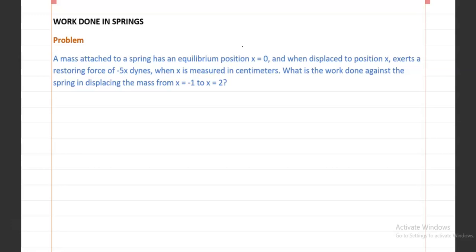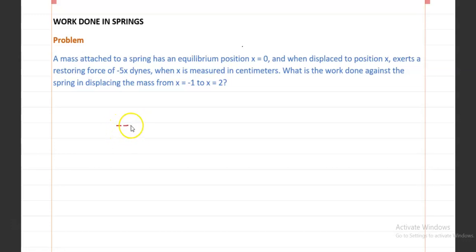So we see here that a mass attached to a spring has an equilibrium position. When a spring's position is referred to as equilibrium, it means that that is its position when it is at rest, when it's not being stretched or compressed.